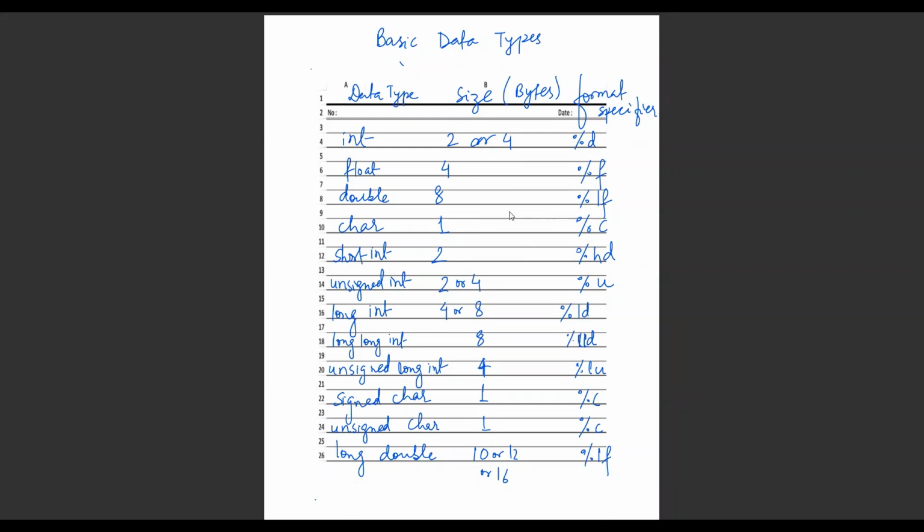Hi, today I'm going to continue with the basic data types we were seeing in the last video. We had seen some basic data types like integer, float, double, char. Now we see what size each can store. Integer can store 2 or 4 bytes, generally 4 bytes, and float can store 4 bytes.